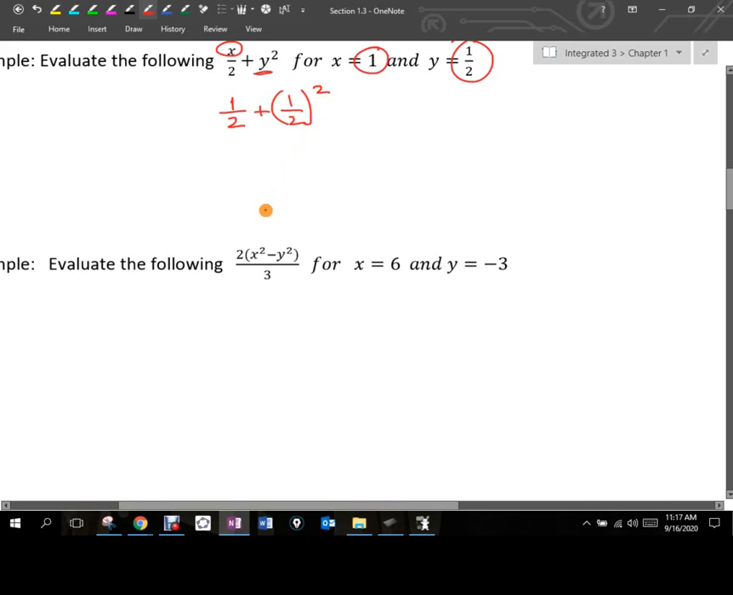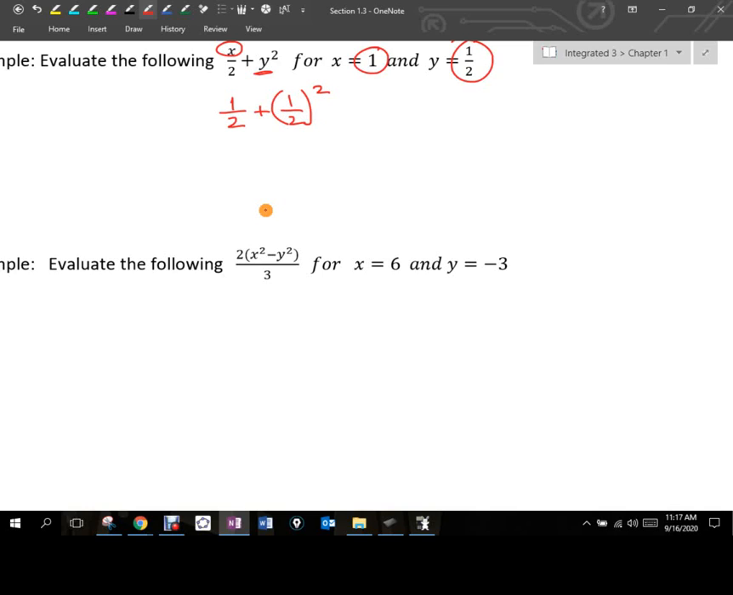And it becomes squared. When I replace, especially when there's exponents involved, I want to make sure that I put parentheses around what I substituted in. Okay, especially if what I'm substituting is like a fraction, or maybe it's multiple terms, maybe another variable term or something like that. I got to put it in parentheses.